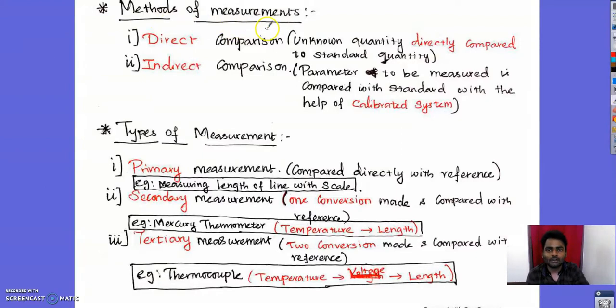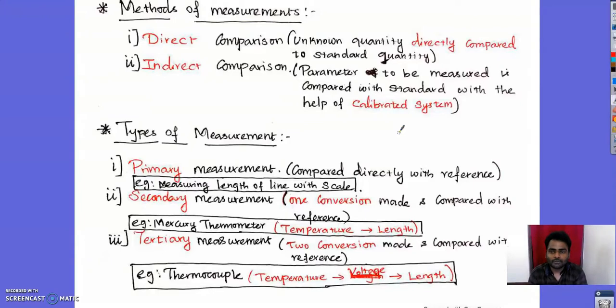Coming to the methods of measurement, they are classified as direct comparison and indirect comparison. Direct comparison is when the unknown quantity is directly compared to the standard quantity, with no intermediate channel. Indirect comparison, as the word itself suggests, is where the parameter to be measured is compared with the standard with the help of some calibrated system. Some intermediate system is included in this measurement, and therefore it is termed as the indirect comparison method.